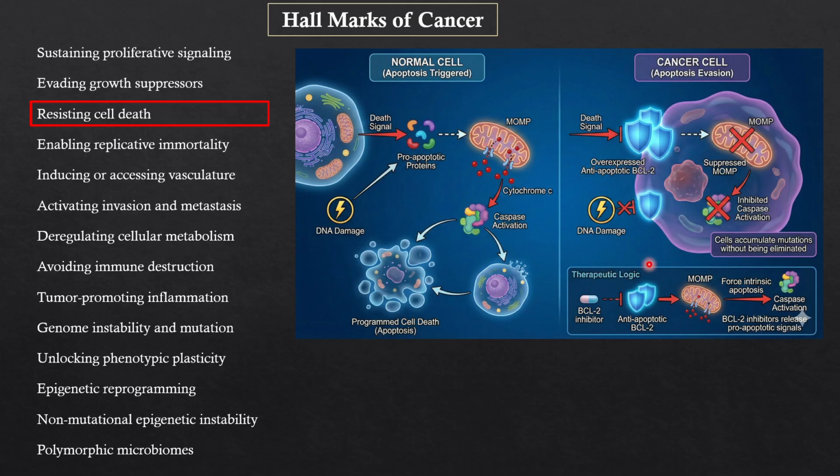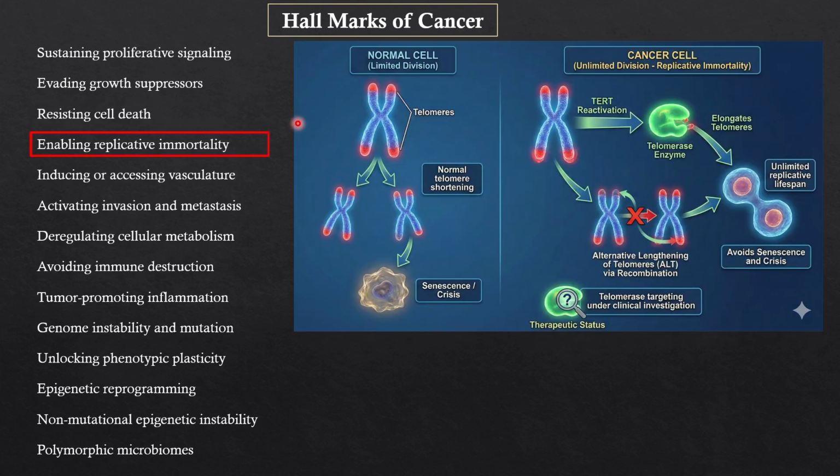So the therapeutic logic is that you can give the person a BCL2 inhibitor, which inhibits the anti-apoptotic protein BCL2. As a result, the MOMP is activated, and this forces apoptosis by caspase activation. This is the therapeutic translational angle for this hallmark.